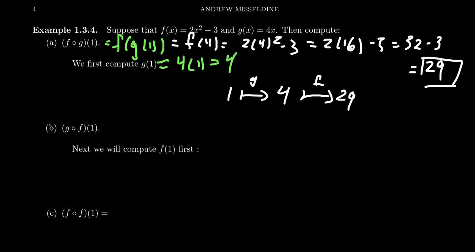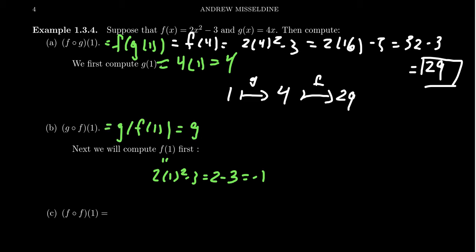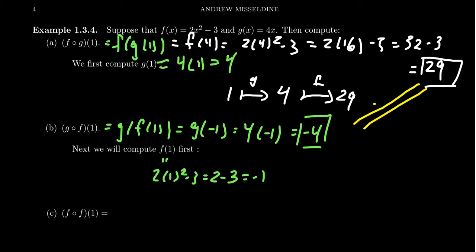If we do f first, f of 1 is going to equal 2 times 1 squared minus 3. 1 squared is 1. Times that by 2, you get 2. 2 minus 3 is negative 1. And so then when we do g of f of 1, we end up with g of negative 1. And then g of negative 1 is 4 times negative 1, which is equal to negative 4. And when you compare those two things together, 29 and negative 4 are not the same number. That's a really long equal sign with a slash through it, in case you were wondering. 29 and negative 4 are not the same thing.